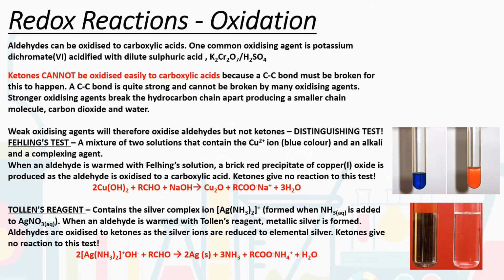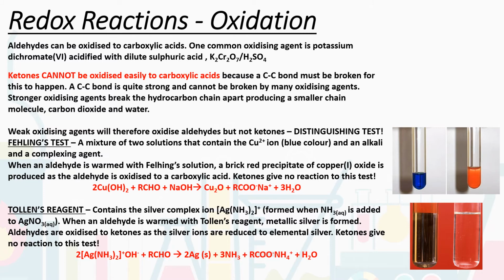Now the other reagent that we can use is something called Tollen's reagent. This contains the silver complex ion, Ag(NH3)2+. This is formed when we add aqueous ammonia to silver nitrate. And when an aldehyde is warmed with Tollen's reagent, again, because the aldehyde can be oxidized up to our carboxylic acid, that happens, and therefore we get reduction of that silver complex ion, and the reduction that takes place is to reduce it down to metallic silver, actual metallic silver.